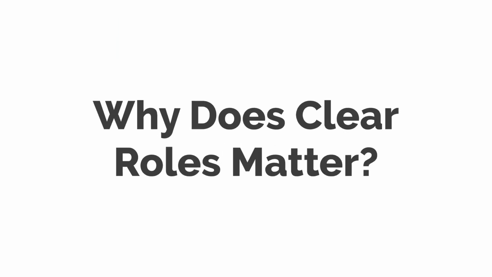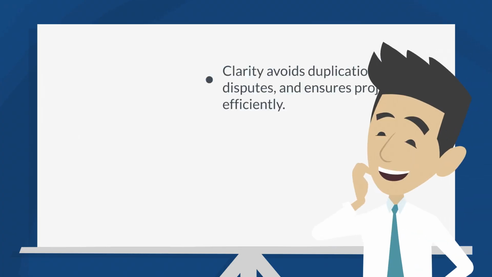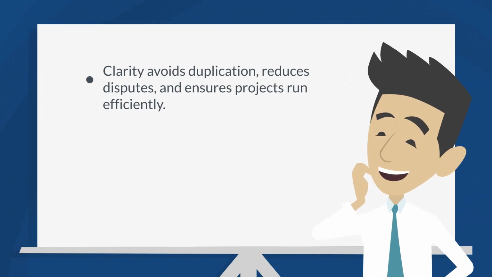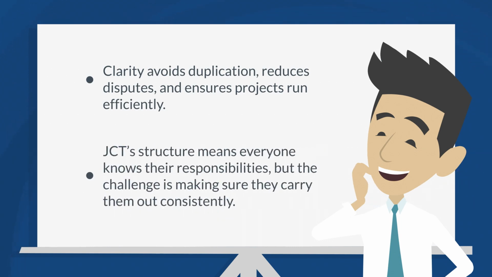So, why does it matter? Well, clarity avoids duplication. It reduces disputes and ensures projects run efficiently. JCT's structure means everyone knows their responsibilities. But the challenge can be making sure that they carry them out consistently.